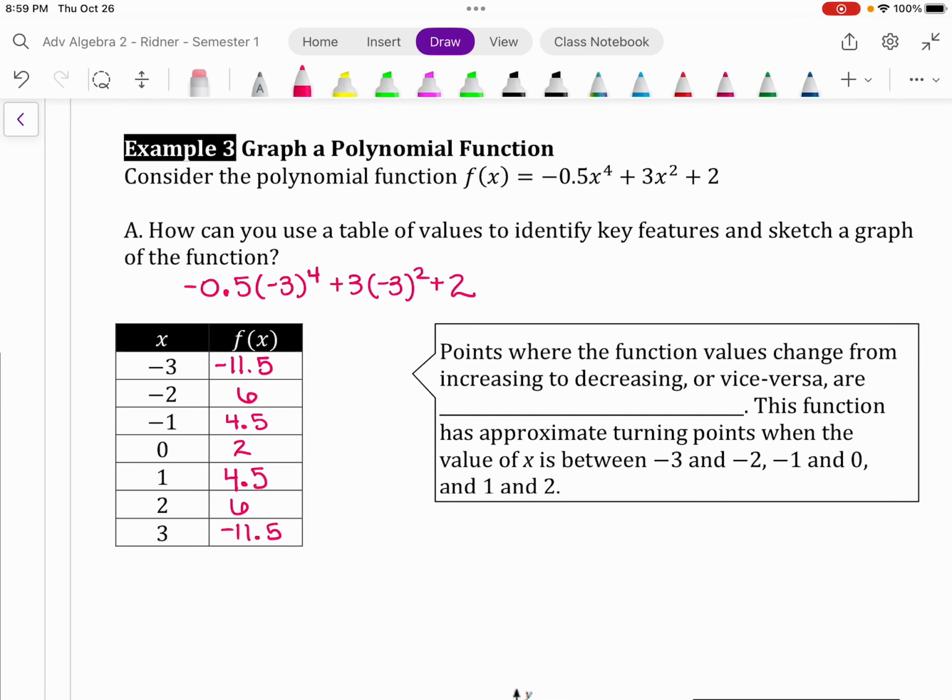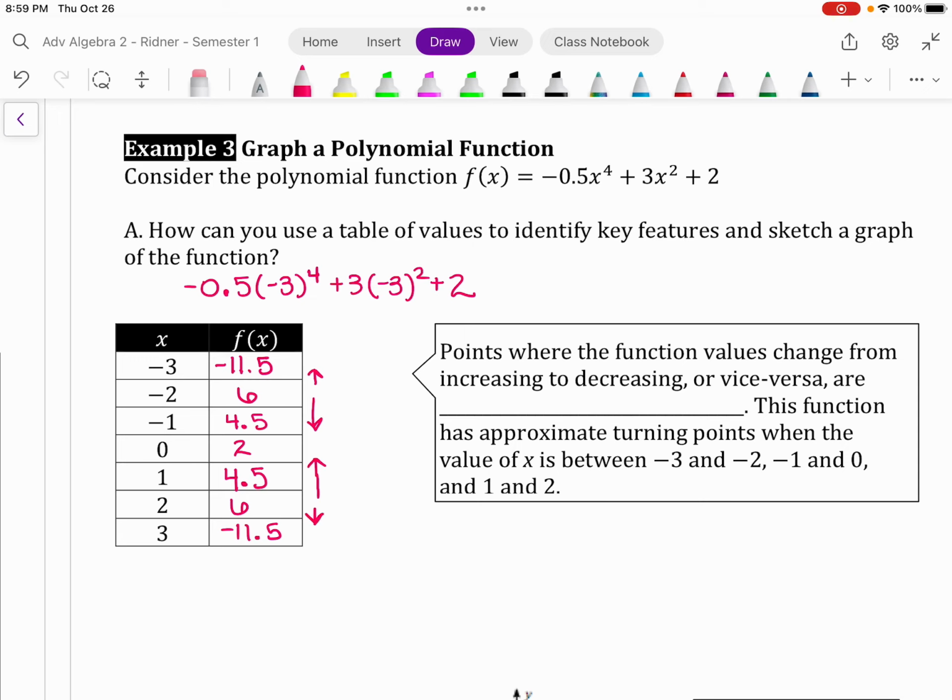So notice from -11.5 to 6, the number is increasing. And then from 6 to 4.5 to 2, it's decreasing. So I did that arrow upside down. It was increasing here, decreasing there because the numbers are getting smaller. From 2 to 4.5, the numbers are getting bigger again, 6 as well. But then 6 to -11.5 is decreasing.